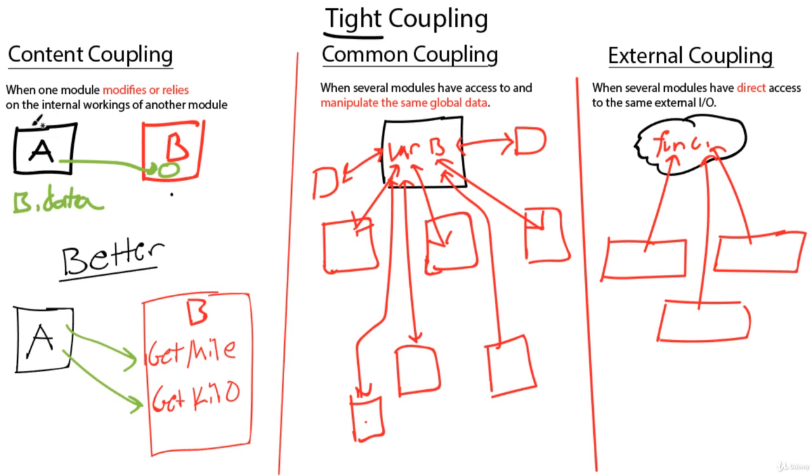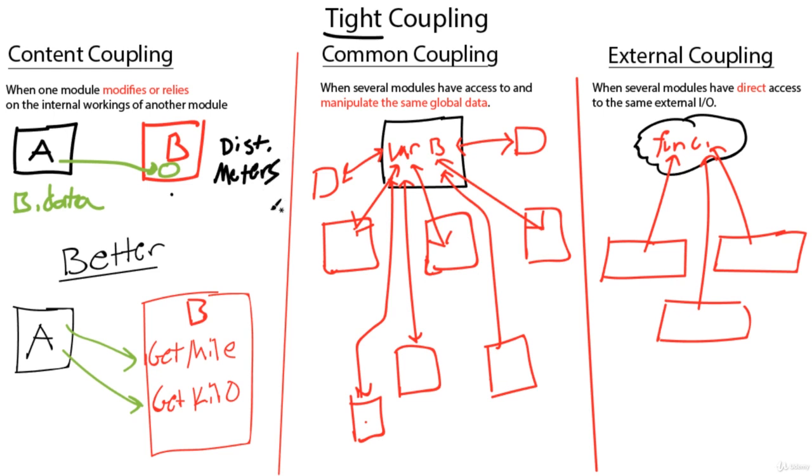In this scenario, we have module A and then module B. And module A is grabbing directly from module B. It's grabbing the data right out of module B and using it for its own things. Let's say, for example, that the data in question in module B is some sort of distance. Let's say in B, it's represented as meters.